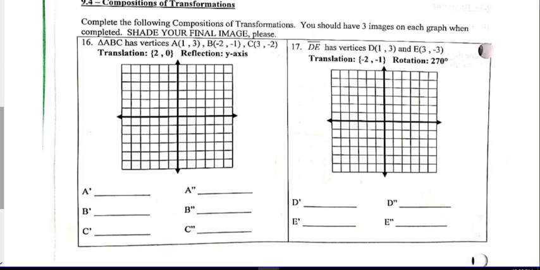Composition. Again, composition is when you do two things in a row. So, ABC has vertices at the following points. 1, 3. -2.